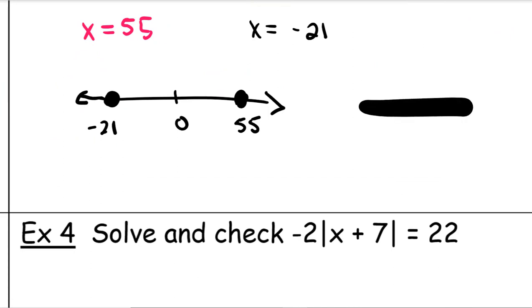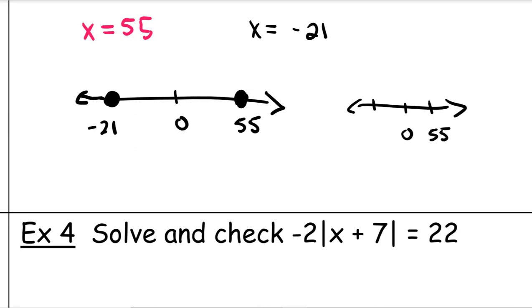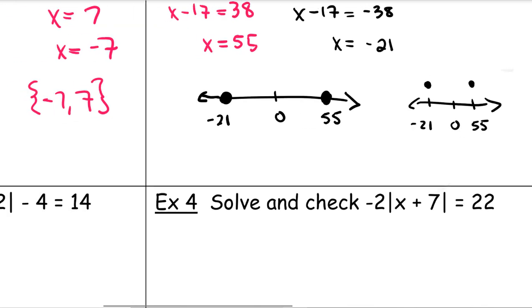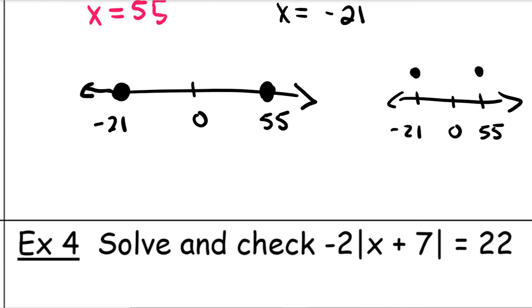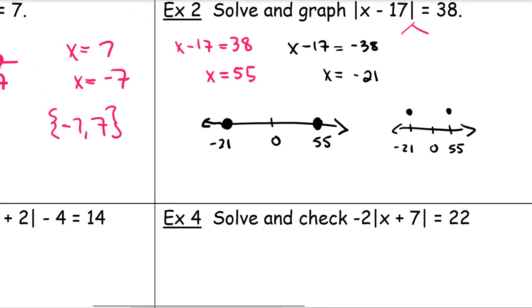Now, some way you might see that written a little bit differently. You might see it written like this, where you have 0 here, and you have your 55 and your negative 21. So sometimes you might see just a dot written above it, because later when we do the inequalities, we'll do some shading at different pieces. So those are two different ways you could notate that. Be sure you check with your teacher if they prefer one answer over the other. But in either case, we get these two values of 55 and negative 21.